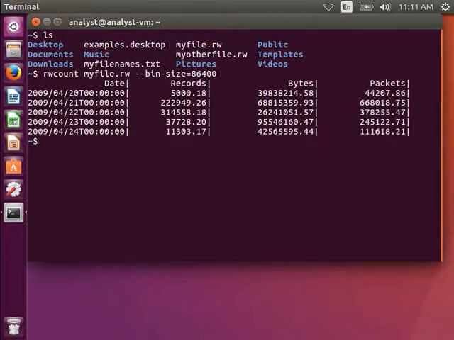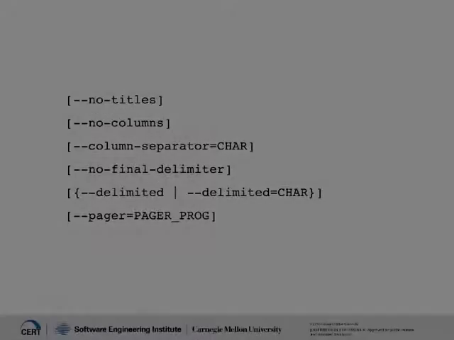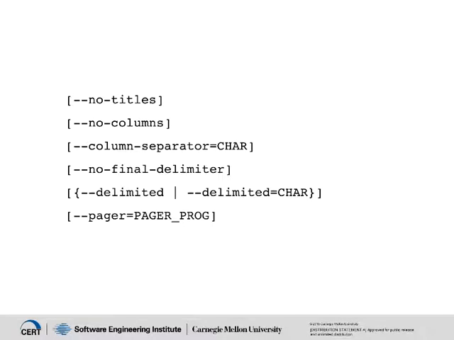So let's take a look at the options that we have for formatting output differently. The options listed here are available in several of the SiLK analysis tools that output text to the screen. No titles removes the column headers. No columns disables the fixed width column output. Column separator lets you change the character that separates the columns from the default pipe to anything else that you choose.